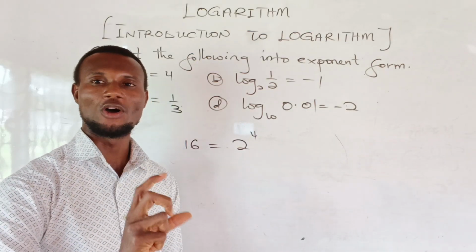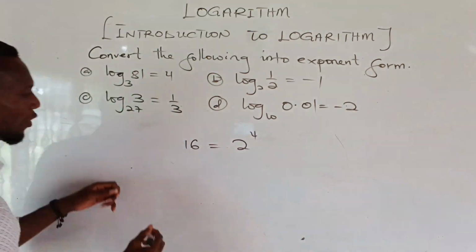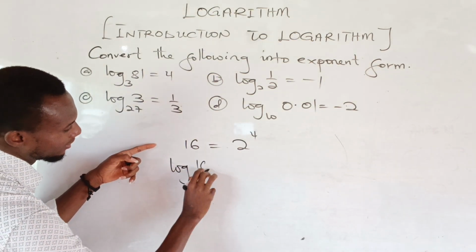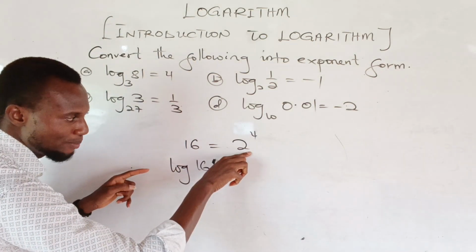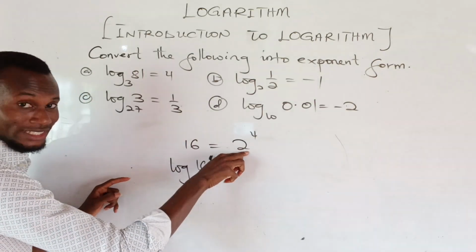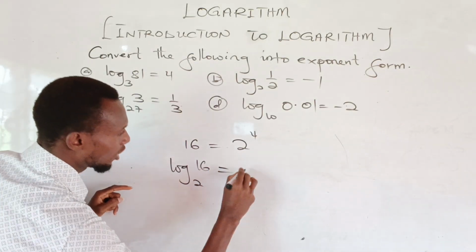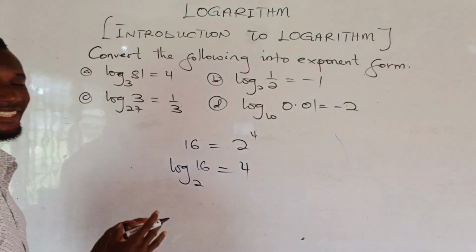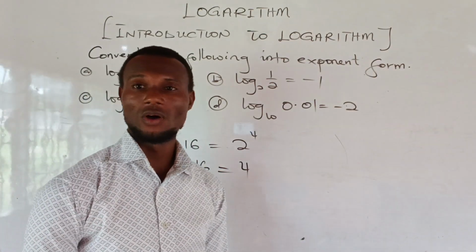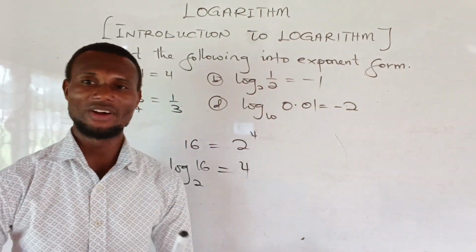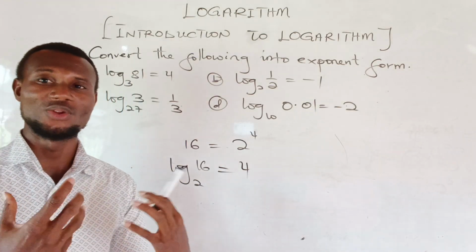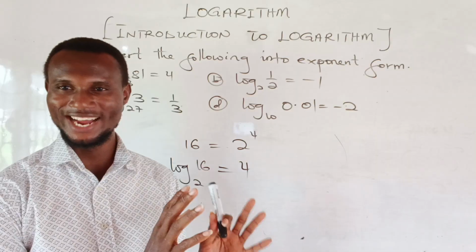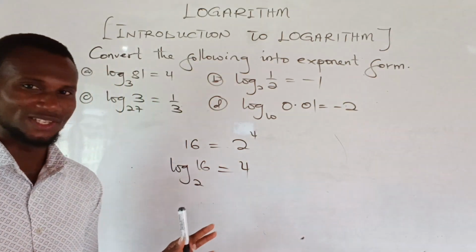And the definition of logarithm is saying that when I take the log of 16 to the base 2, which is the 2 here, it should be equal to the power, which is the 4. This is the law of logarithm, or the definition of logarithm that we looked at in the first video. I hope you understand and you agree with me.